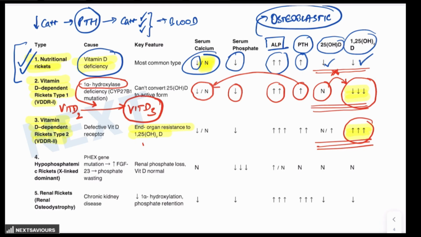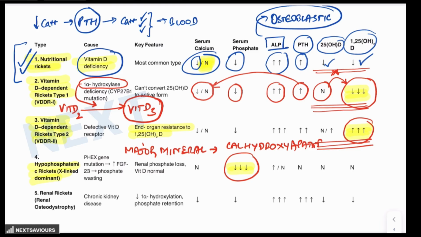Another type of rickets is hypophosphatemic rickets, where there is a decrease in the concentration of phosphates only. Now, it might result in confusion how phosphorus alone, if depleted, might result in rickets. You see, the major mineral of the bone is not only calcium. The major mineral of the bone is hydroxyapatite, which is a salt of both calcium as well as phosphorus. Thereby, if there is a depletion in phosphorus, it will result in rickets too.